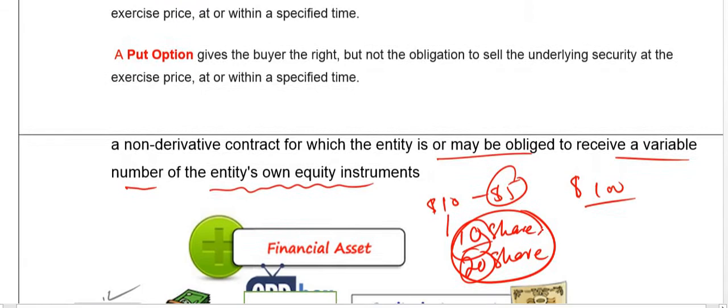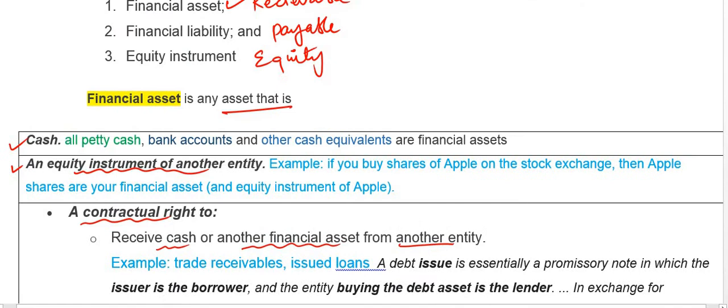Now what have we learned from this definition? The first thing we have is cash. What is cash? Cash is any fiduciary cash, bank account or other cash equivalent. This is a financial asset. And an equity instrument of another entity, what does it mean? It means that if you buy shares of Apple company on a stock exchange, or Coke company, whatever it is, then the Apple shares are a financial asset for you. Okay, so you have some investment, so this is a financial asset for you. But this is the equity instrument of Apple company, meaning this is the share of Apple company.